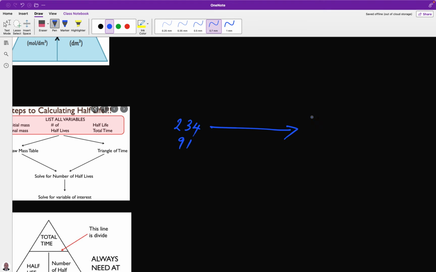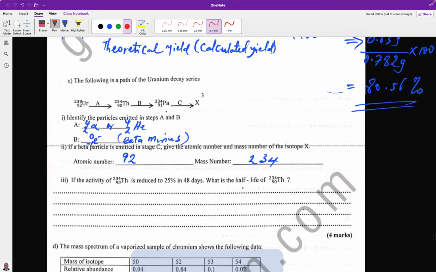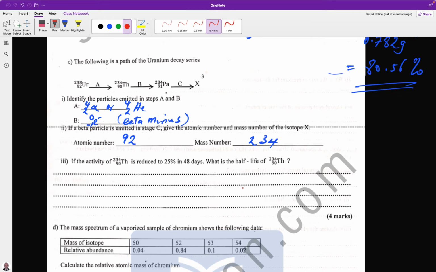This is what happened. 234, 92, plus, you will have, plus, that is what is happening there for you to have that. Okay. Now number 3.